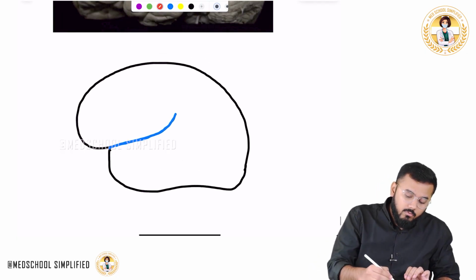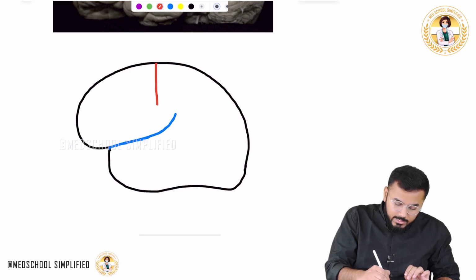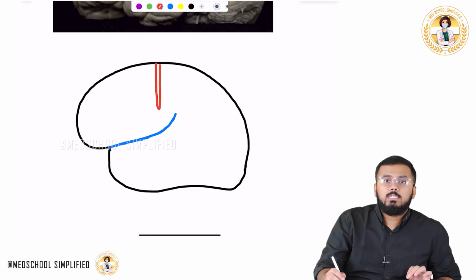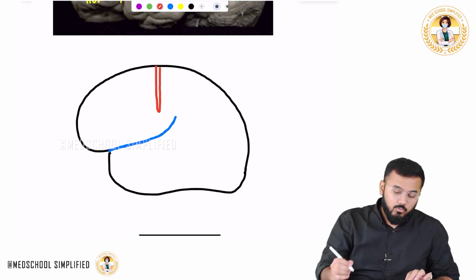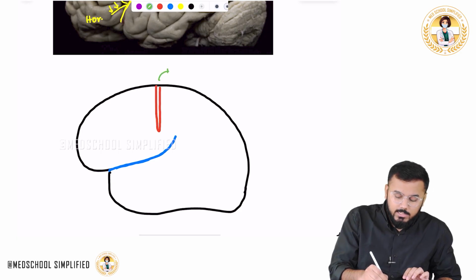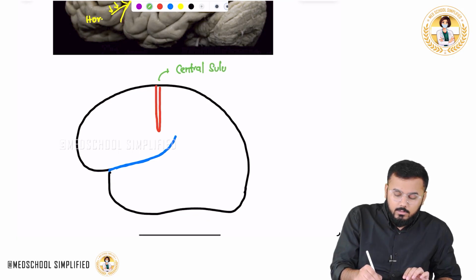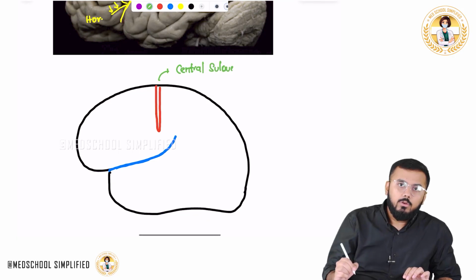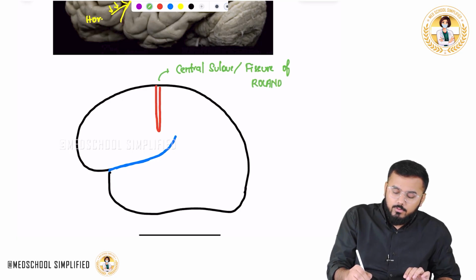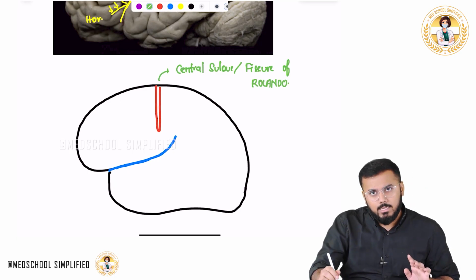Now, I am drawing one more line exactly in the center like this. This line over here is called the central sulcus. So, what is the line that is present in the center? You can call this the central sulcus, or you can also call it the fissure of Rolando. Fissure of Rolando or central sulcus.